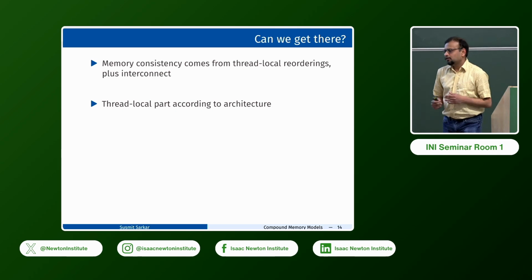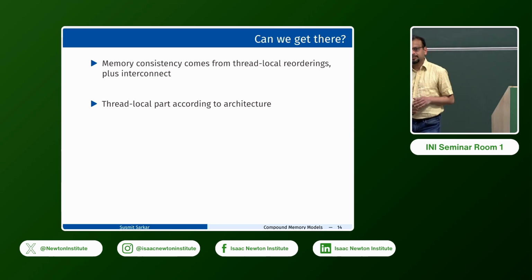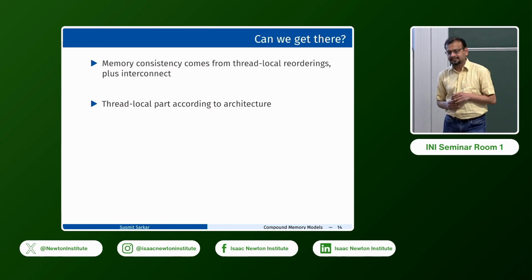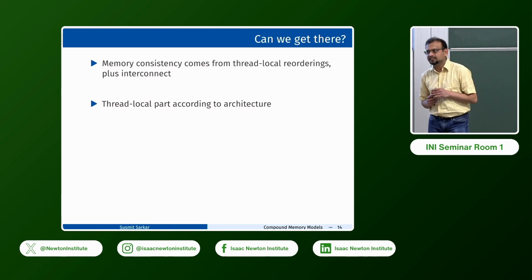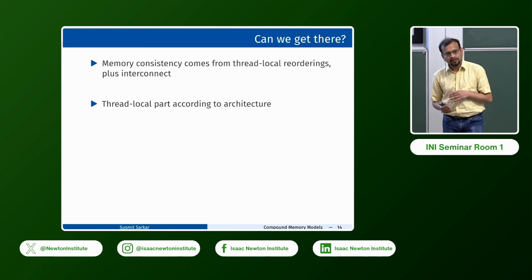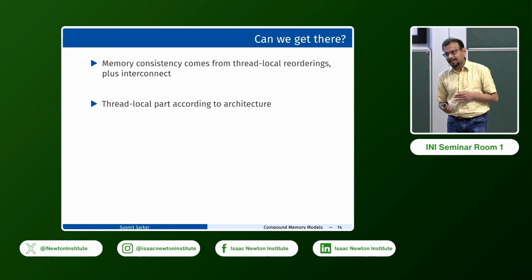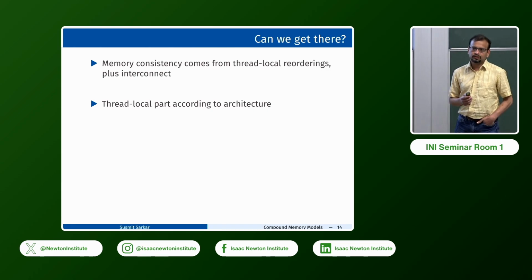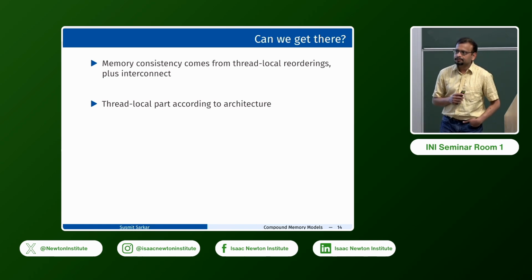So the thread-local part, even in a heterogeneous or compound setting, works just the same as in the individual architectures. x86 thread-local reorderings are just the same as your standard x86 cores would do. Similarly for ARM, similarly for RISC-V, and actually similarly for GPUs such as PTX.